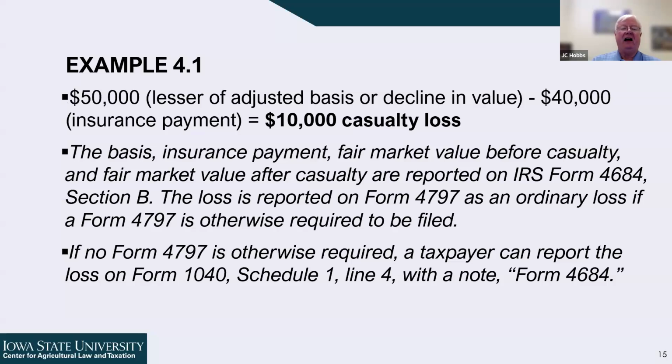So the decline in the value is $50,000. That's the adjusted basis or the decline in value. So the adjusted basis was $100,000. Decline in value was 200 less than 150, so $50,000. The insurance payment's $40,000. So our casualty loss in this situation is only $10,000. Now there's two pieces in italics here. We don't really need to get into that for your benefit. It gets rather technical because what I'm talking about here is how it's reported on the return and all the forms that are needed.